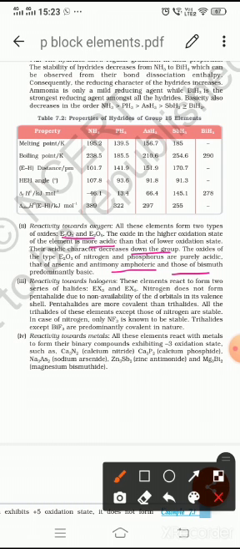Arsenic and antimony oxides, whether in +3 oxidation state or +5 oxidation state, will be amphoteric, while bismuth in both the cases will be basic.